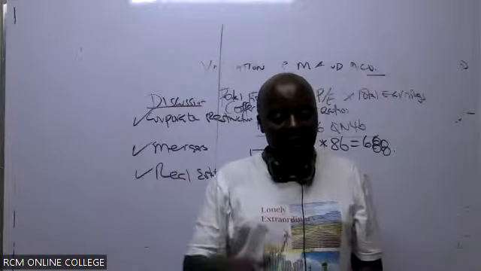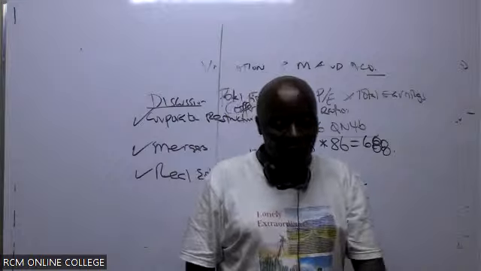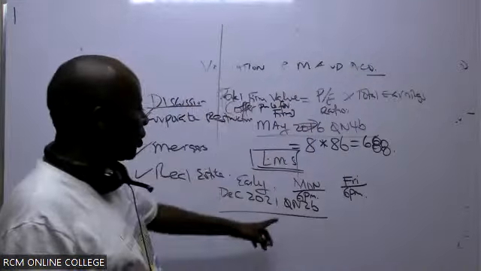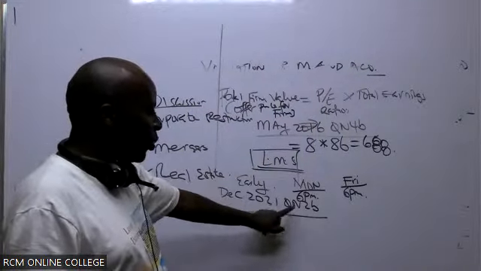Sawa. The second question is December 2021, question number 2B. December 2021 question number 2B.